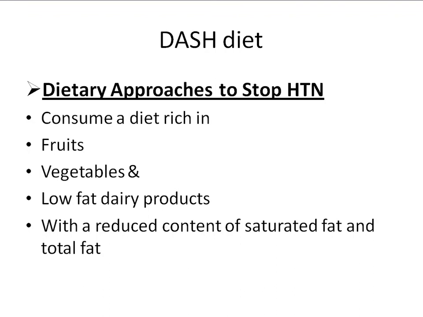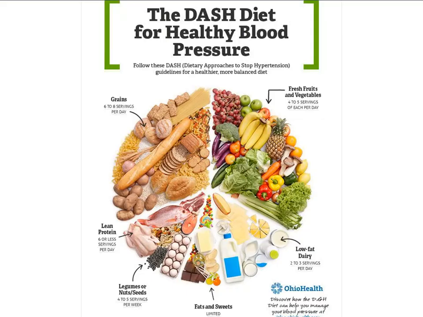Coming to DASH, DASH is nothing but dietary approaches to stop hypertension. In this approach, you must advise a diet rich in fruits and vegetables, and low-fat dairy products must be consumed. This will reduce the percentage of saturated fat and total fat, so total cholesterol and saturated fat must be controlled. This will be adapted for healthy blood pressure.